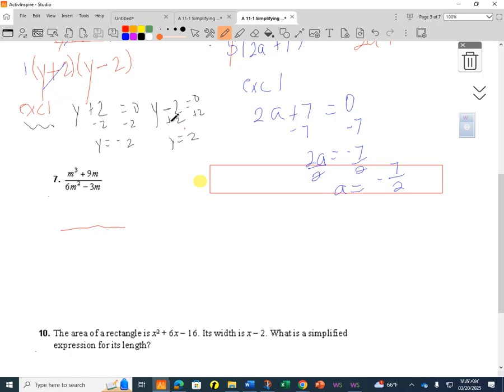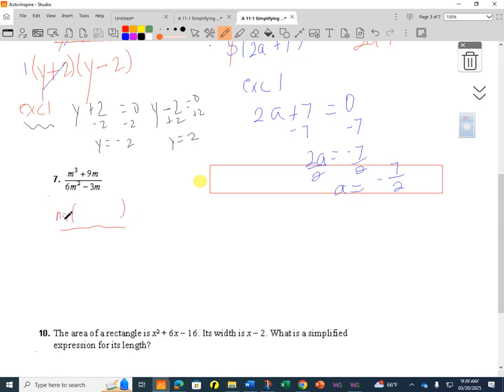Anybody know how to factor the numerator? What's the numerator going to factor to? Alright, any idea? What's the greatest common factor each of those terms has? M. So M is one factor.